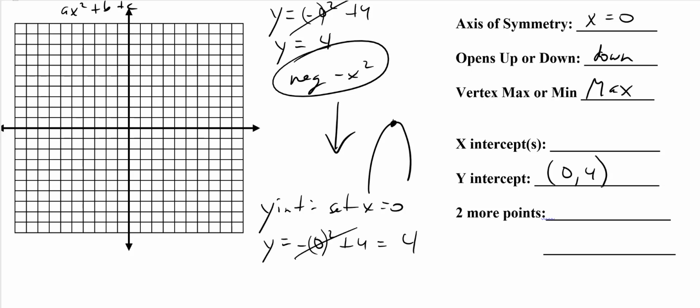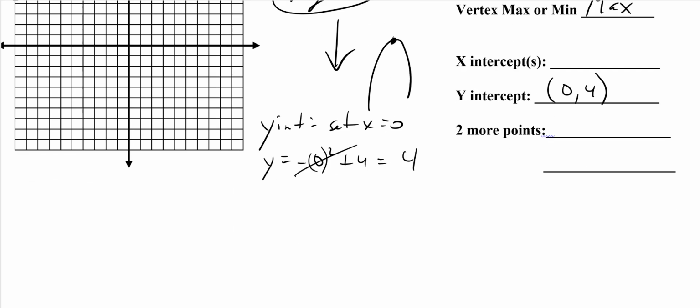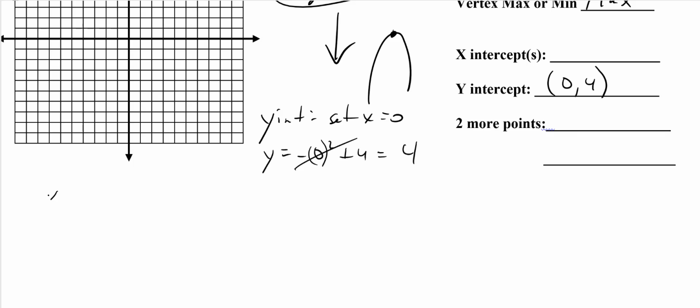Okay, and the x-intercept, you're going to set y to 0. So this is the x-intercept, set y equal to 0. So it's going to be -x squared plus 4. Okay, we said we're going to set y equal to 0. So negative x squared plus 4 equals 0.